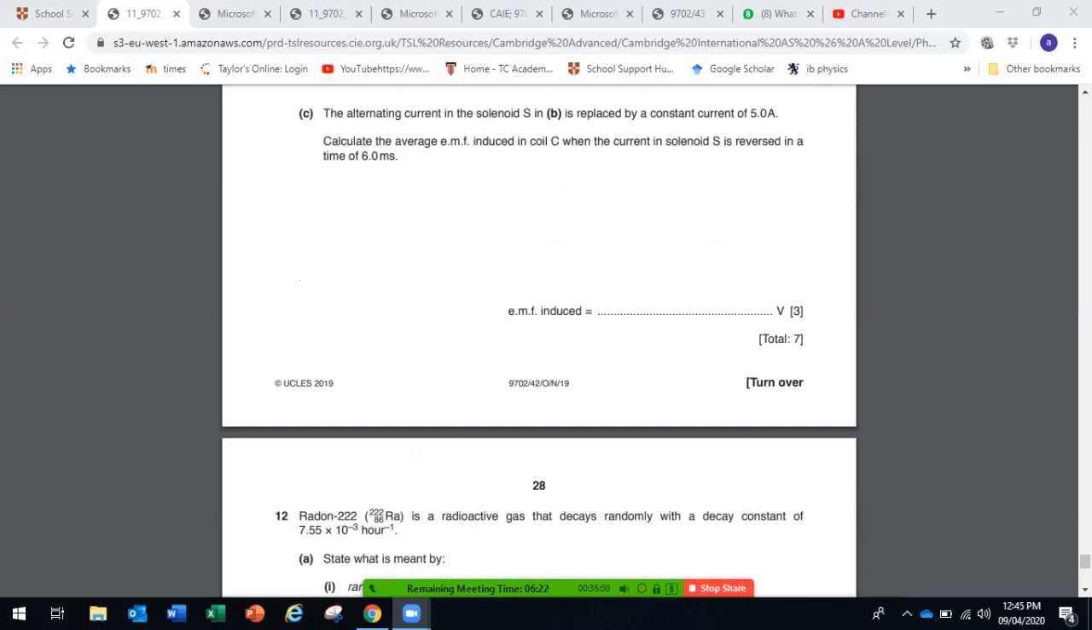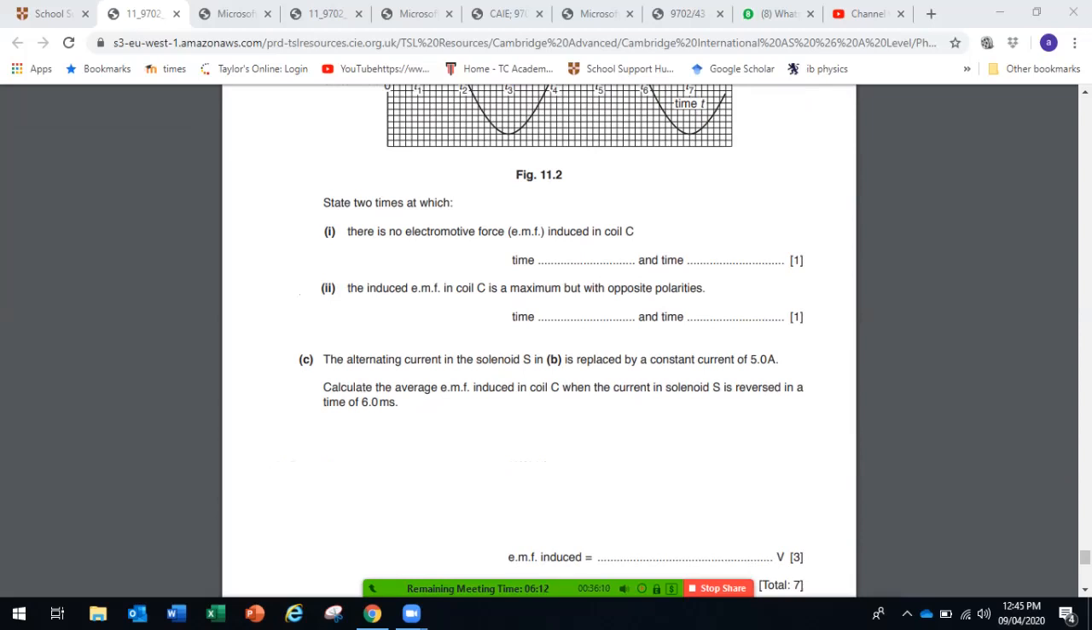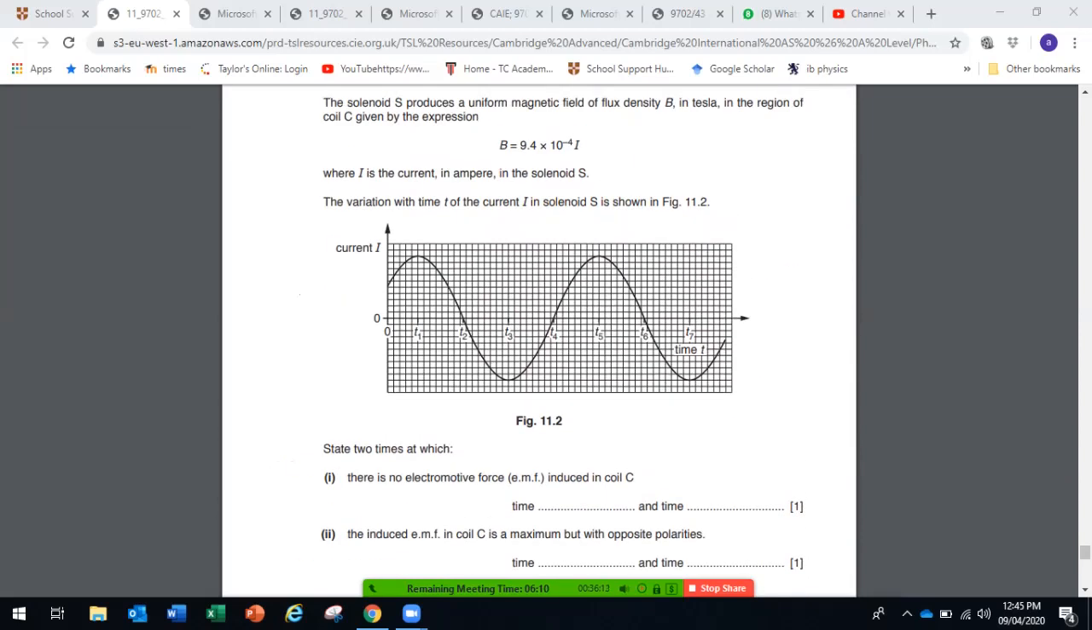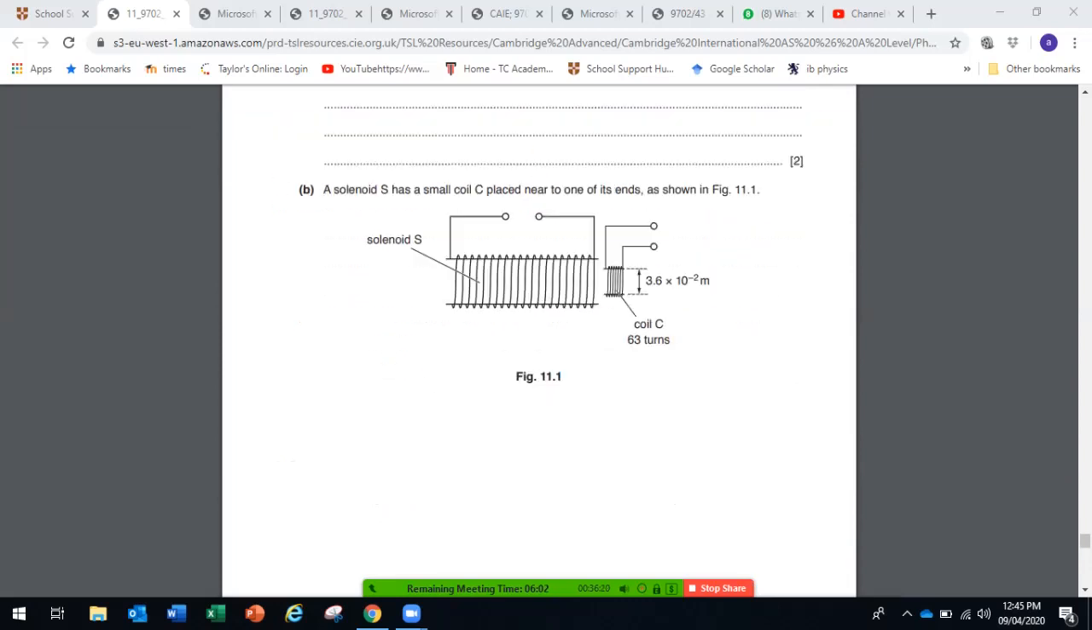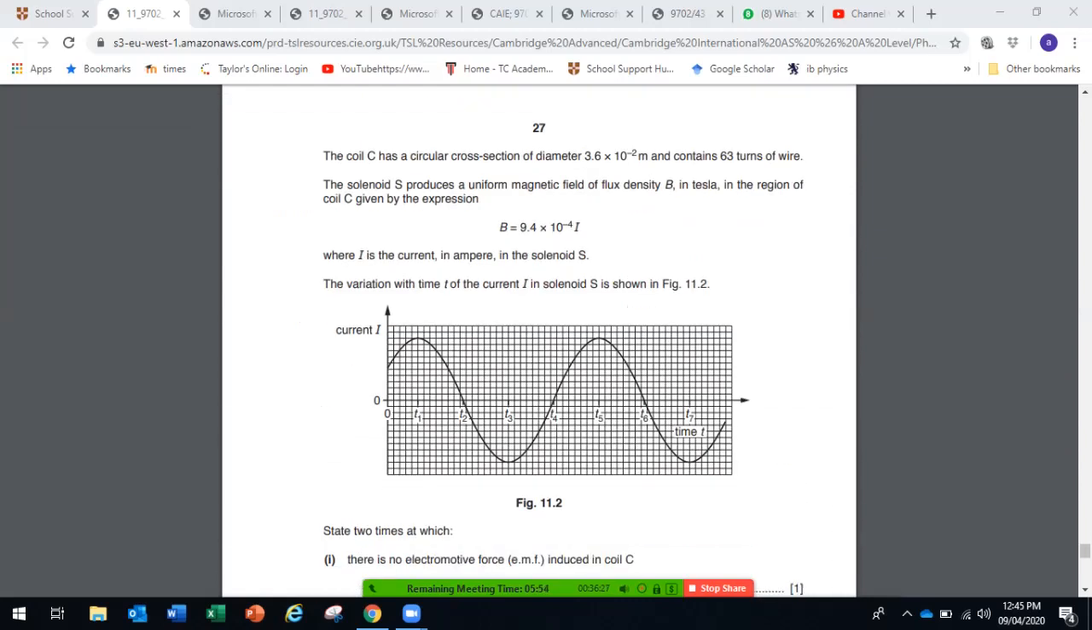Sir, but maybe before that, the two questions before 11C, sir. Can we get some clarifications on that as well? Which one? Question 11B, sir. Oh, 11B, okay. That's the solenoid and a switch coil. So which part do you have a problem with? Not really a problem, sir, but just to clarify, maybe parts 1 and 2.